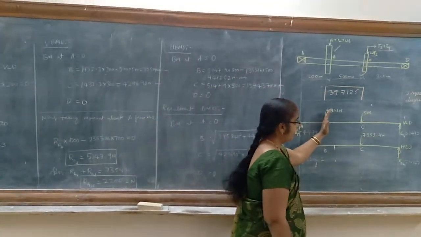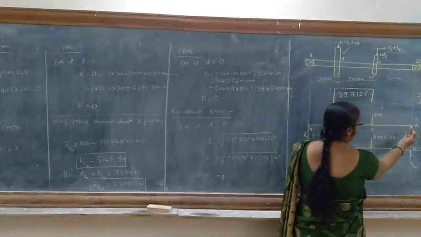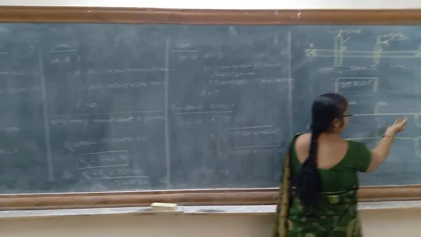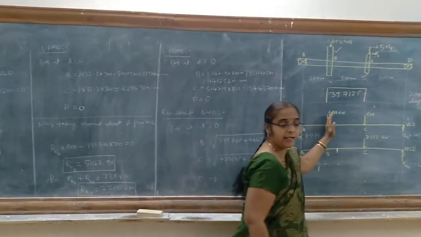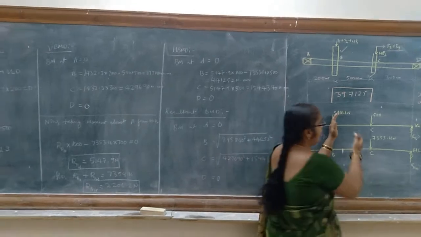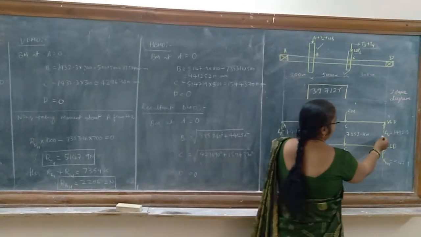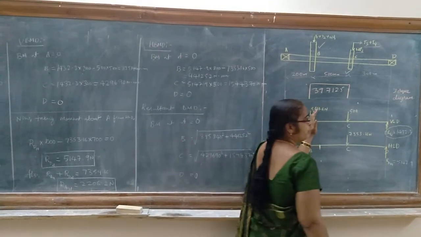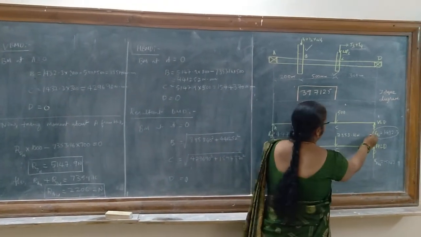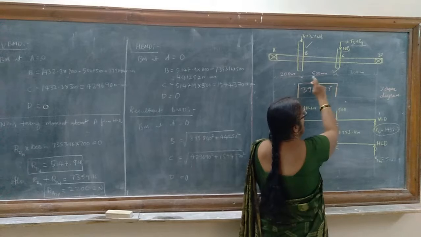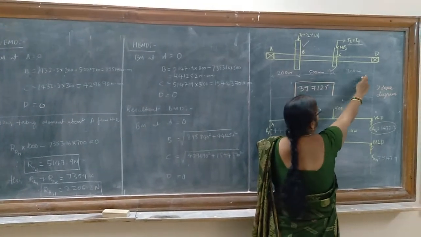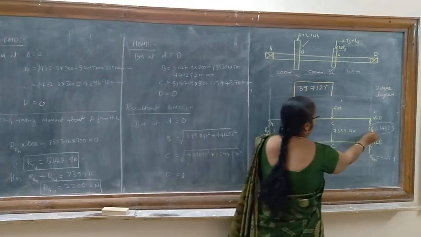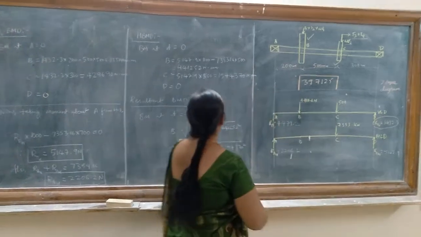Here is the point B. You can take either all loads to the right side or to the left side according to your convenience. Now let me take the right side. The extreme load is RDB, which is equal to 1432.3 into distance. Distance is how much? From here to here it is 500, from here to here it is 300. So it will be RDB into 800.